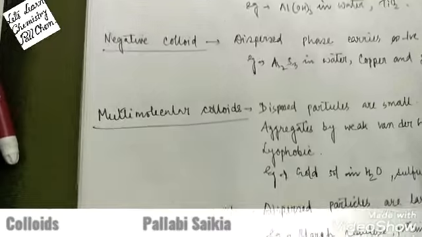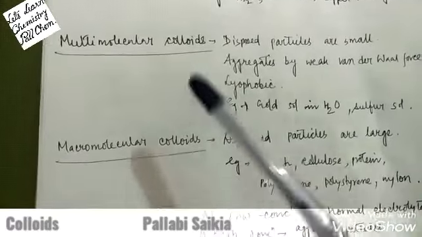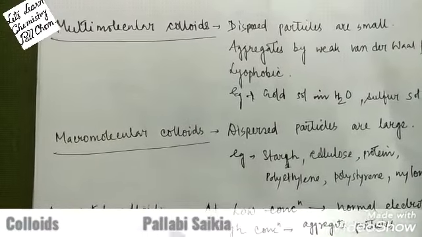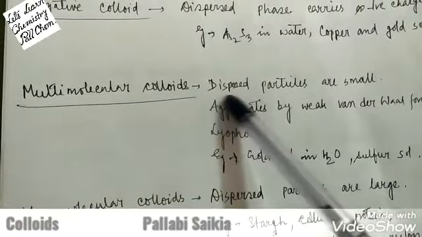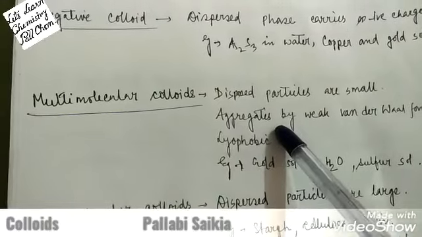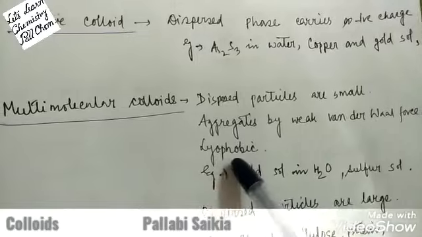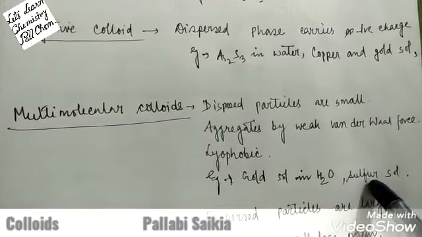Similarly, depending on the molecular size of the dispersed phase, colloids are classified as multimolecular colloids, macromolecular colloids, and associated colloids. Multimolecular colloids means the dispersed particles are very small and they are aggregates. They are combined by weak van der Waals forces, and they are lyophobic in nature. Examples: gold sol in water, sulfur sol.